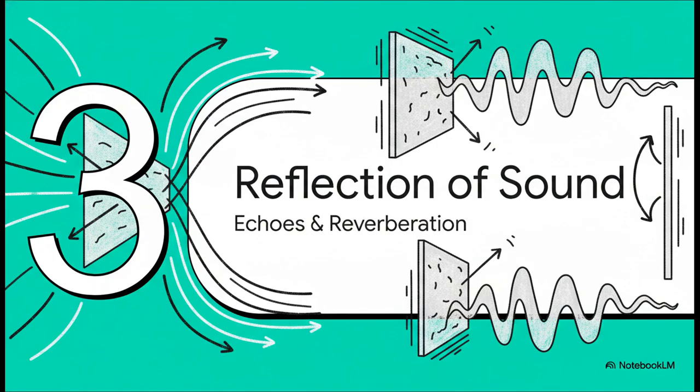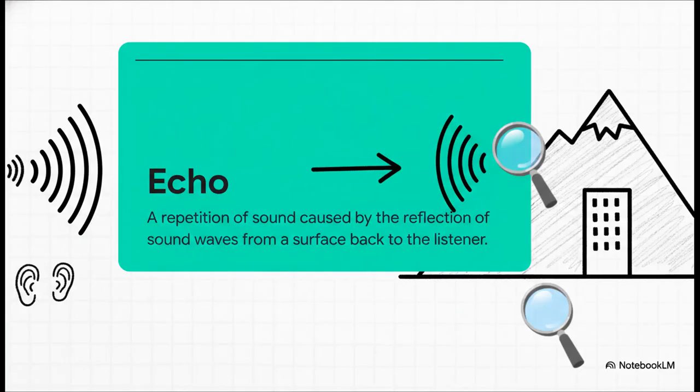We are now going to discuss what happens when sound waves hit a surface. This is called the reflection of sound. You must have heard an echo, right? An echo is simply the repetition of a sound that is caused by the reflection of sound waves from a surface back to the listener.